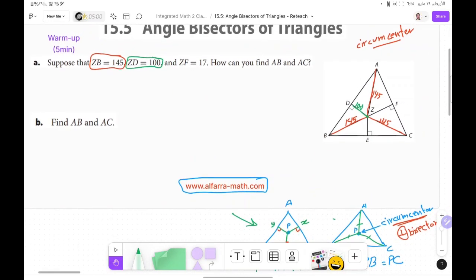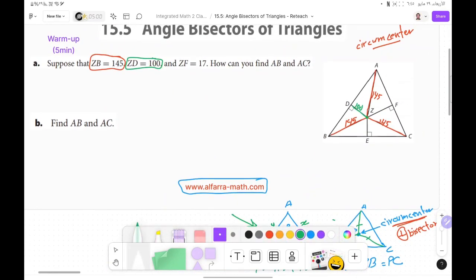Now let's continue. The question says ZF here is equal to 70. Where is ZF? ZF here is equal to 70. Now how can I solve this? Find AB and AC. As you can see, it needs me to find all these measures. I know that from A to D is equal to B to D, right?